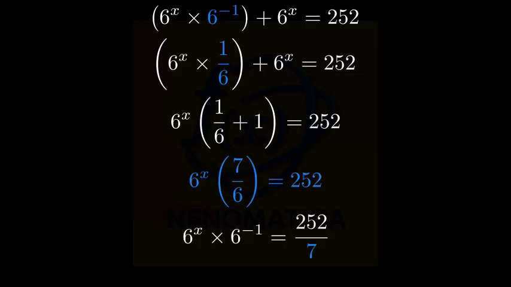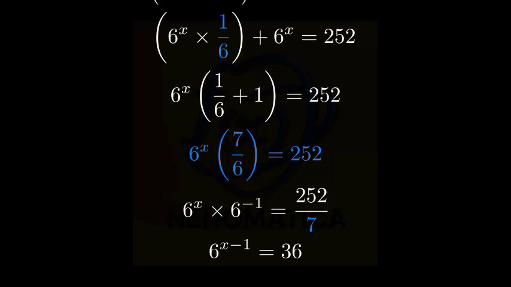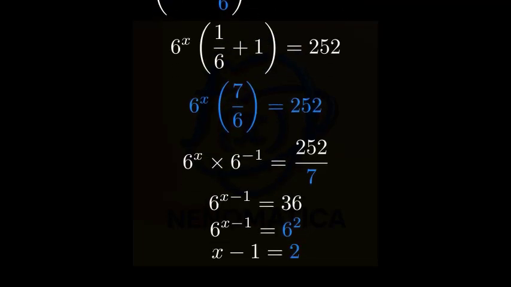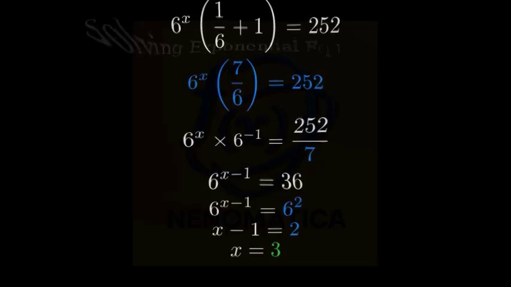Let's divide both sides by 7 to isolate 6 to the power of x times 6 to the power of negative 1. After dividing, we get 6 to the power of x minus 1 equals 36. Now, we need to determine what power of 6 gives us 36. Since 36 equals 6 squared, we can write 6 to the power of x minus 1 equals 6 squared. When two exponential expressions with the same base are equal, their exponents must also be equal. So x minus 1 equals 2. Solving for x, we add 1 to both sides and get x equals 3. So our final answer is x equals 3.